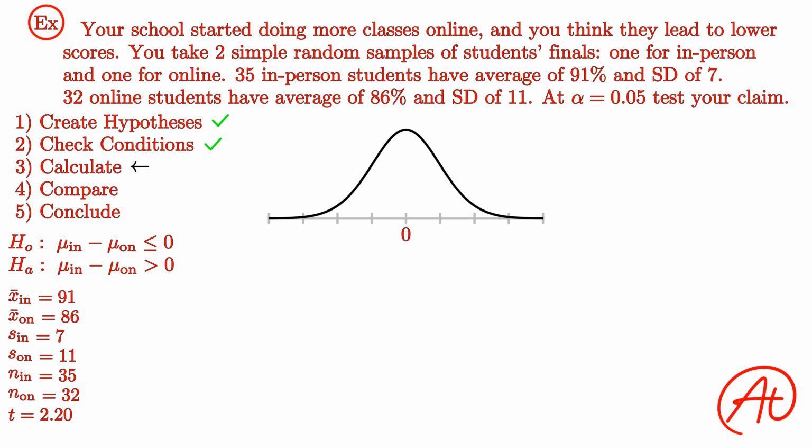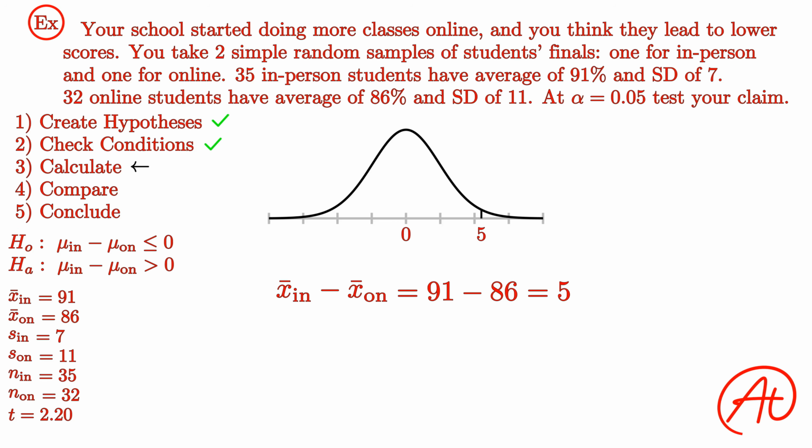As I mentioned, our t-distribution is centered at the assumed difference in population means of 0. However, when we collected data on our sample, we found that the sample mean for in-person students was 91% and the sample mean for online students was 86%. This is a difference of 5 percentage points. And let's say that's somewhere like here on the distribution. It's obviously greater than our assumed difference of 0, so this gives some evidence for our claim. But this could have also just happened by chance based on the students we sampled. To know for sure, we need to calculate the probability of getting the sample data we got.